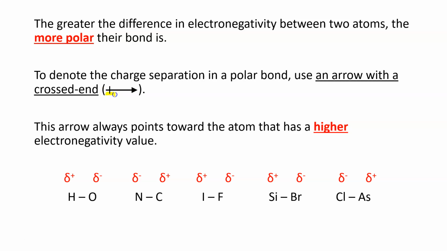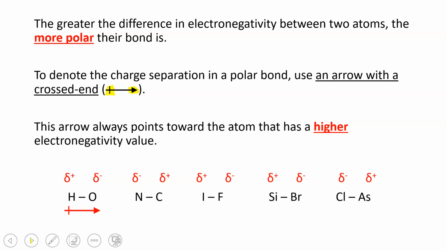I also like to look at the end over here and notice that it looks like a plus sign to me. That helps me to remember that is on the positive side and this is on the negative side. But remember it however you need to. So let's go ahead and label these. They're the exact same bonds that we had on the last page. Go ahead and label these with a crossed arrow.